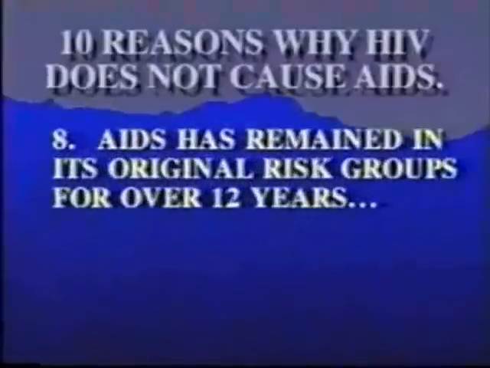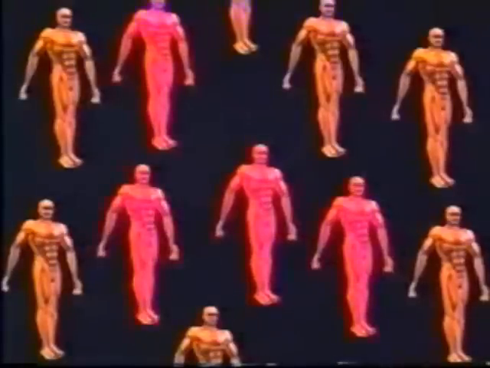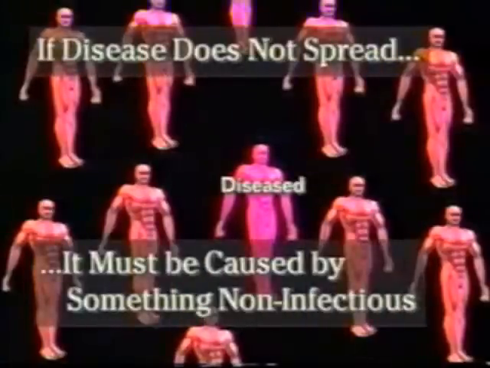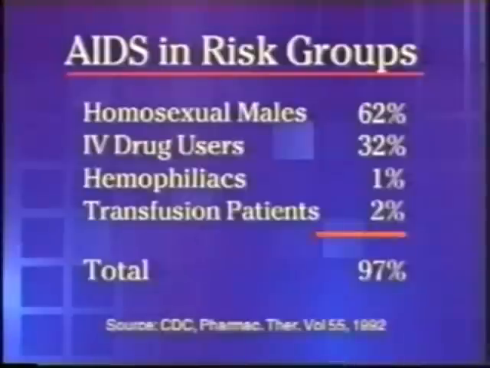Number 8. AIDS has remained in its original risk groups for over 12 years. When an infectious epidemic strikes, it begins in small clusters, then quickly spreads throughout the entire population. If a disease does not spread, it is not contagious and must be caused by something non-infectious. Figures compiled by the Centers for Disease Control confirm that AIDS is not spreading into the population at large and is locked in its original risk groups.